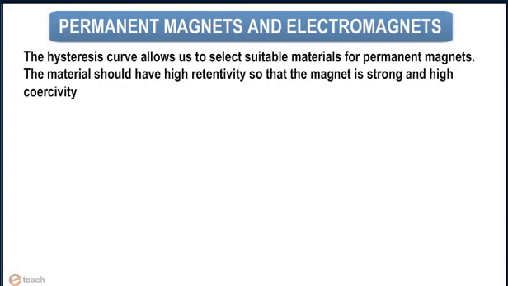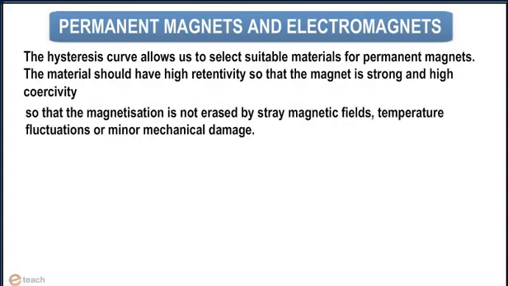The hysteresis curve allows us to select suitable materials for permanent magnets. The material should have high retentivity so that the magnet is strong, and high coercivity so that the magnetization is not erased by stray magnetic fields, temperature fluctuations, or minor mechanical damage.